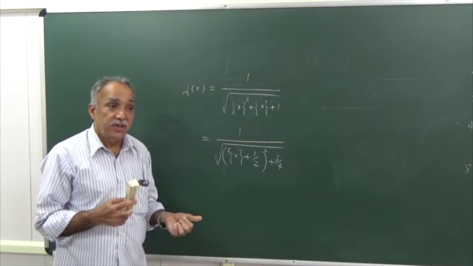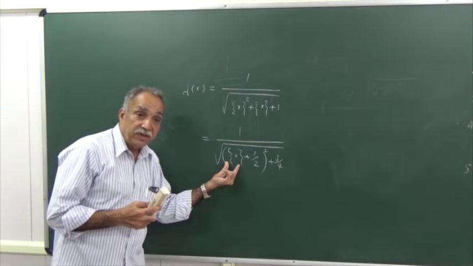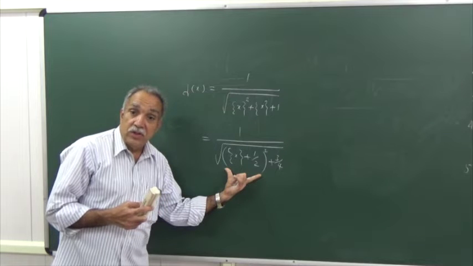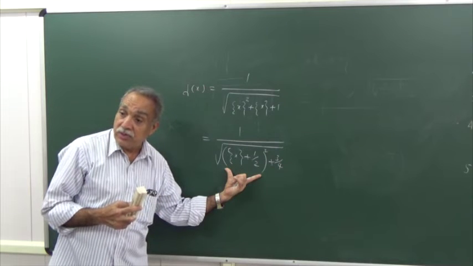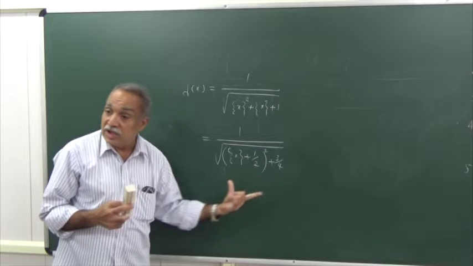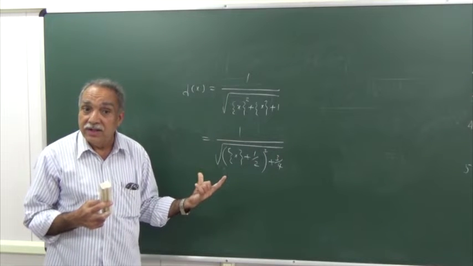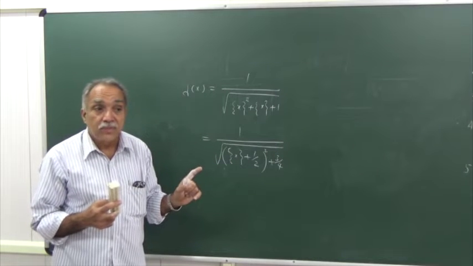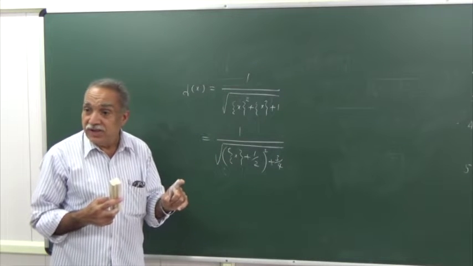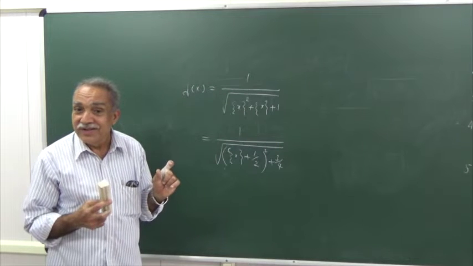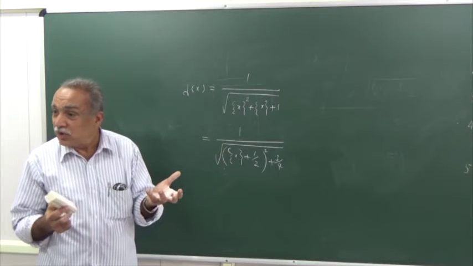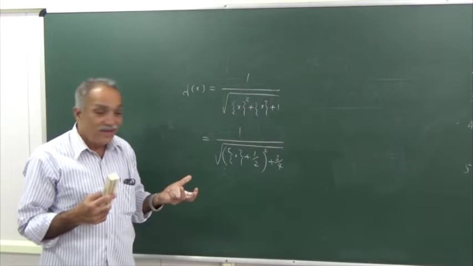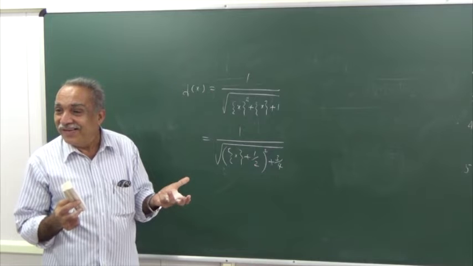What about range? This lies between 0 and 1. This lies between half and 3 by 2. Square lies between 1 by 4 and 9 by 4. Plus 3 by 4 lies between 1 and 3. Square root lies between 1 and root 3. What about negative values? Square root may also lie between minus root 3 and minus 1, is it not? Yes or no?